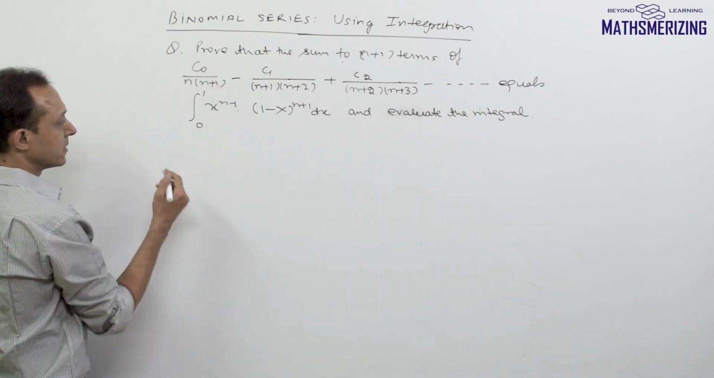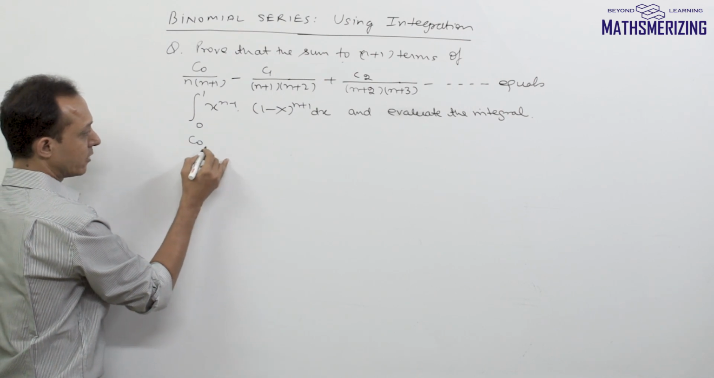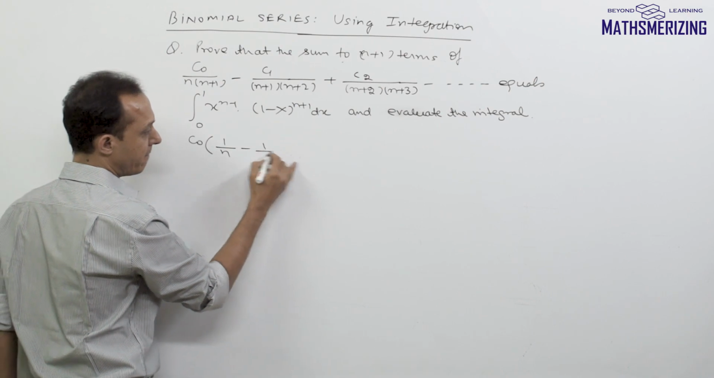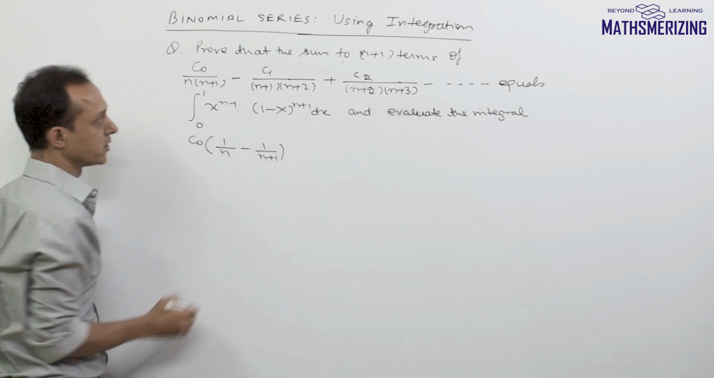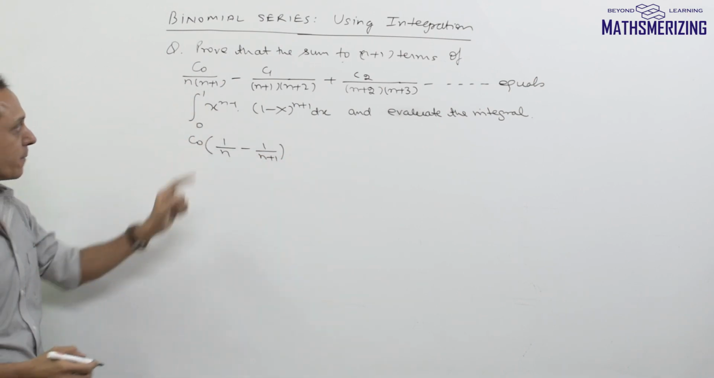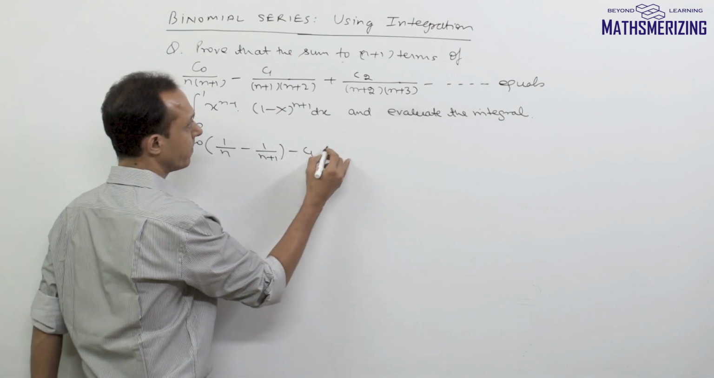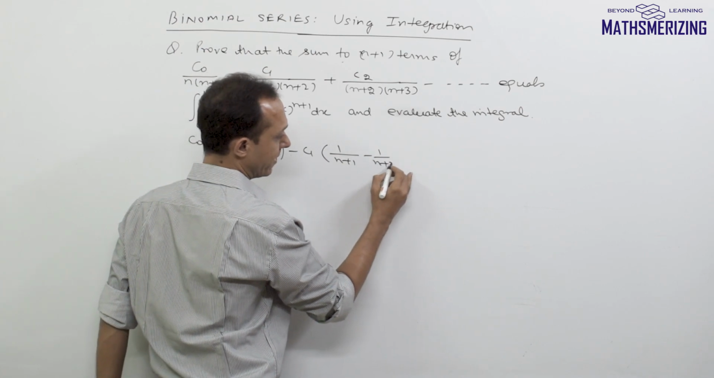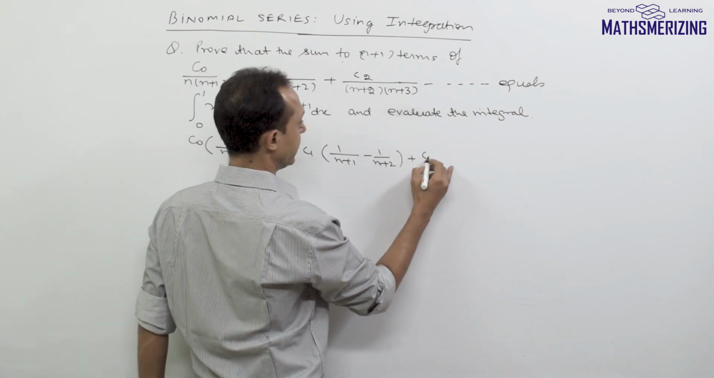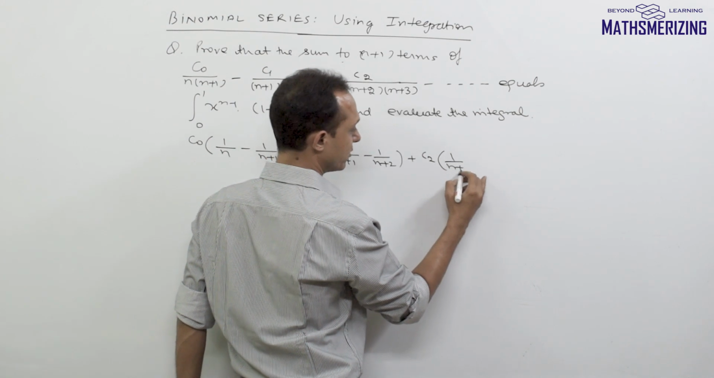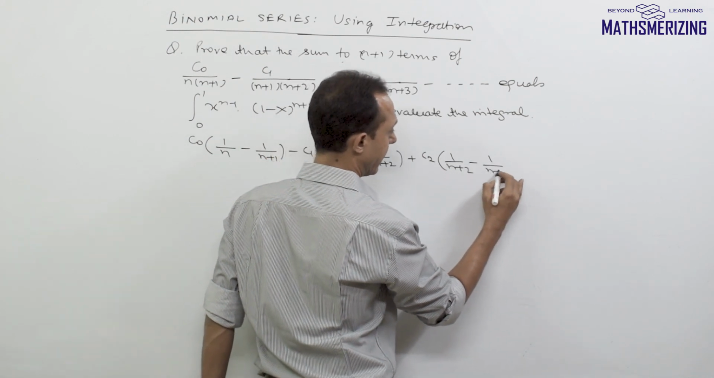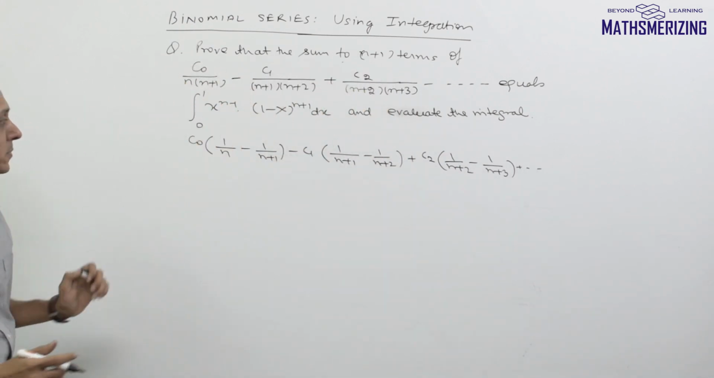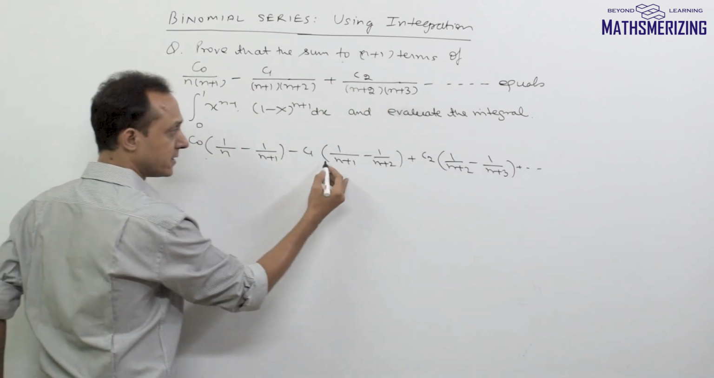So now what I'll do is I'll write the coefficients as follows. For c0, I'll write 1 upon n minus 1 upon n plus 1, because the common difference here is 1. In the same way, for c1 it'll be 1 upon n plus 1 minus 1 upon n plus 2. For c2, it'll be 1 upon n plus 2 minus 1 upon n plus 3. And this series will continue up to n plus 1 terms. So I'll take this first series separately.